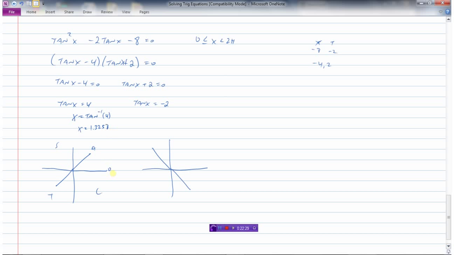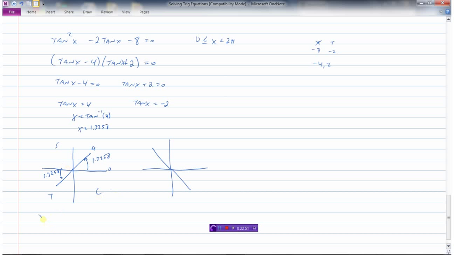And your calculator doesn't necessarily give you reference angles. It gives you the angle that's closest to 0. So that would be this angle here, 1.3258, which does end up being our reference angle. And so then we would know that this little part over here would also be 1.3258.